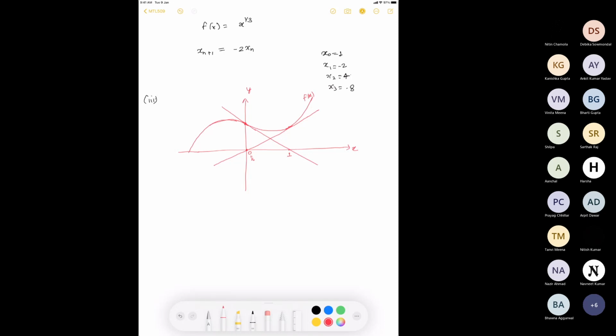So let me just forget about this part. Okay, so I have to draw it. So let me just see how can I draw this. Okay, so I want this.